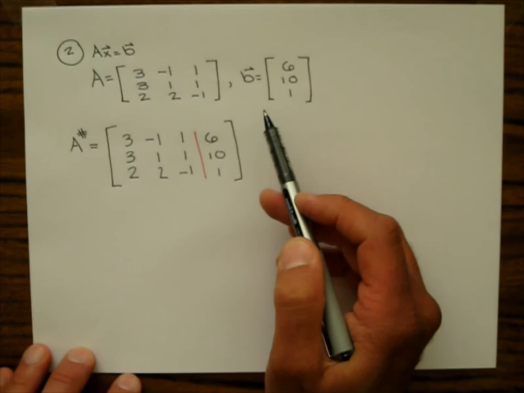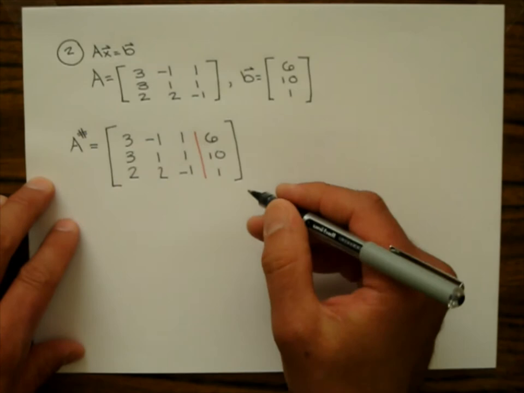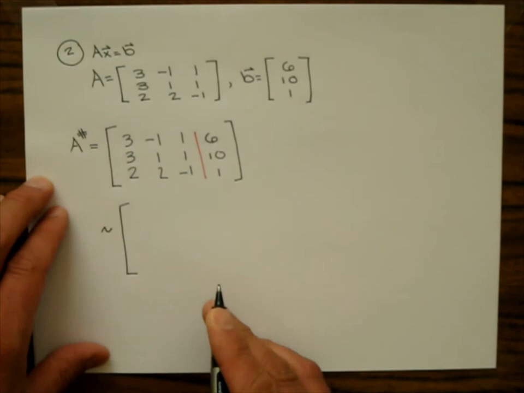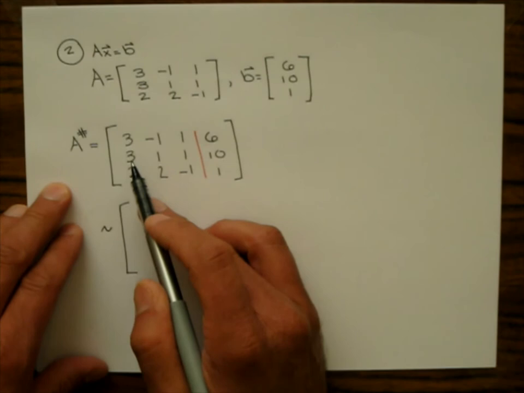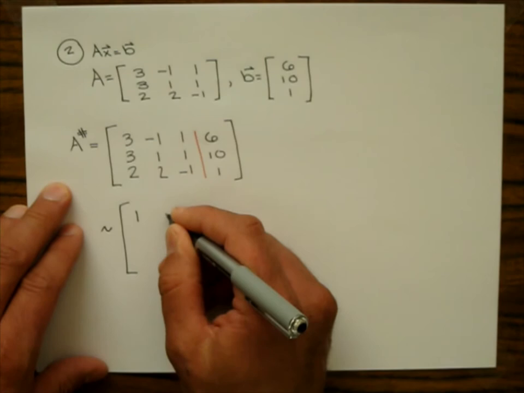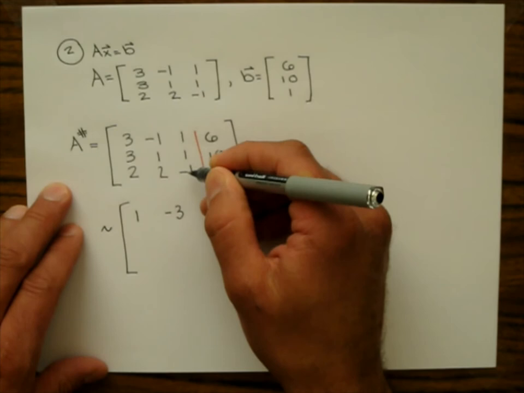So let's go ahead and do some row operations. I'm going to start, when I do row operations, not writing the machine language. I'm going to try to do this a little quicker. I'm going to go row 1 minus row 3 gives me the new row 1. So 3 minus 2 is 1. And then we have negative 1 minus 2 is negative 3. And then 1 minus a negative 1 is 2. And 6 minus 1 is 5.